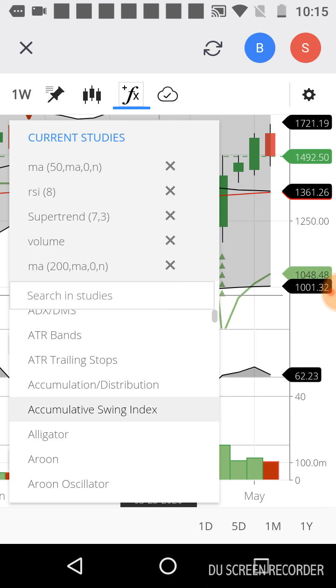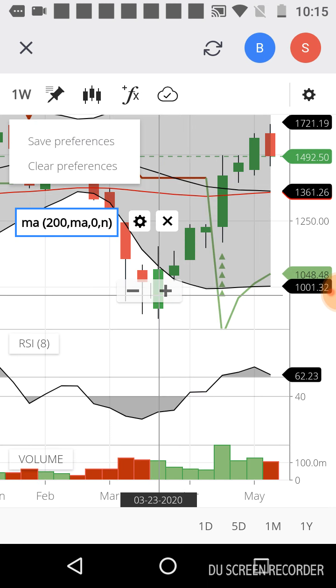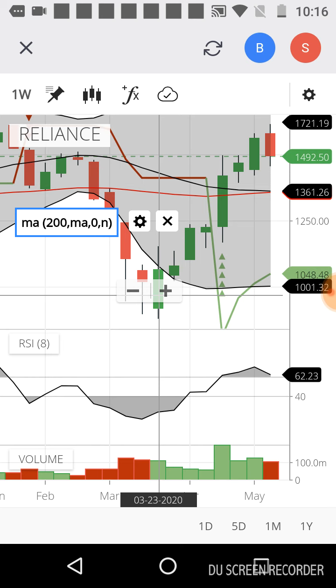After adding these parameters, you can go here and save preferences. Once you save preferences, it will be saved for whenever you open it next time, otherwise it will not be saved. So that is about the parameters.